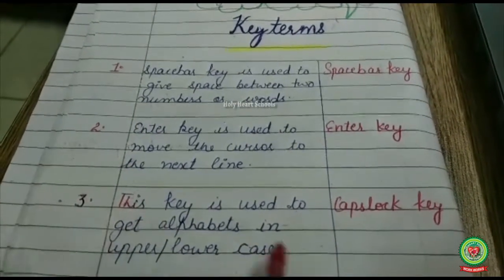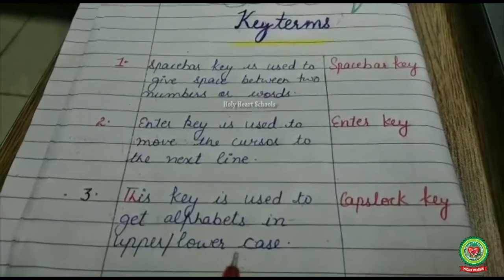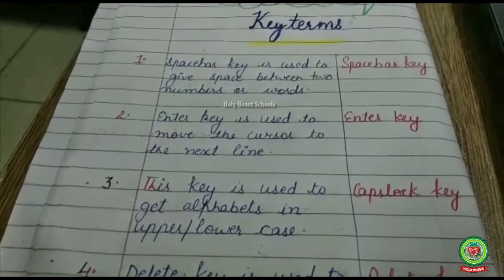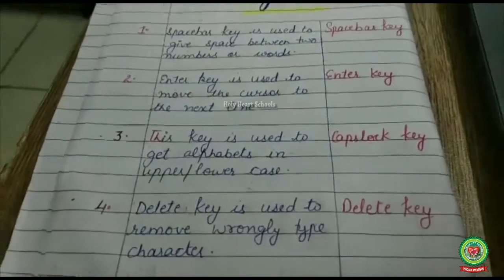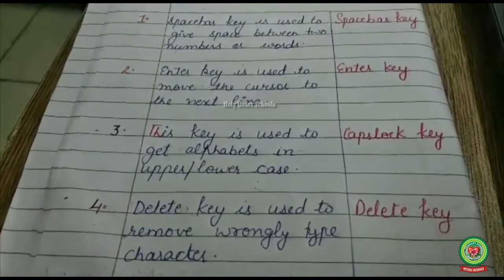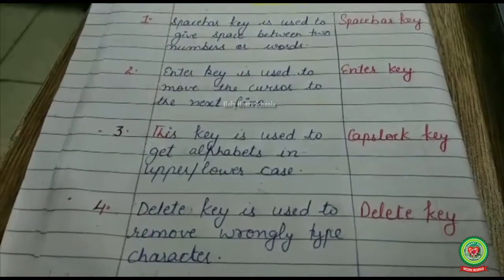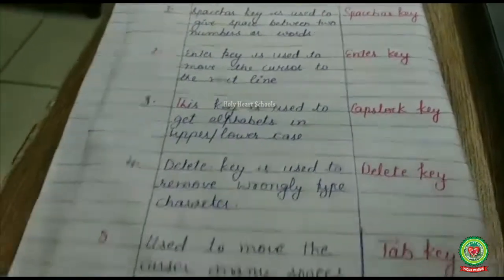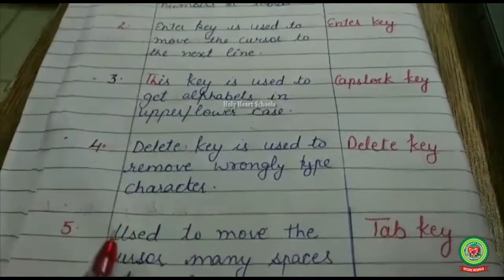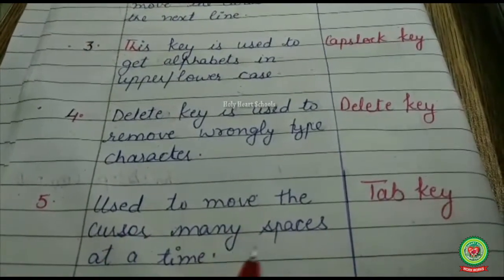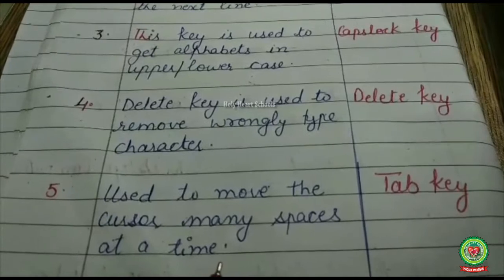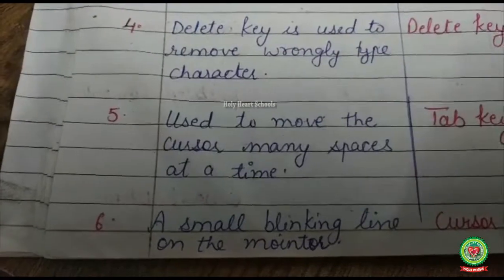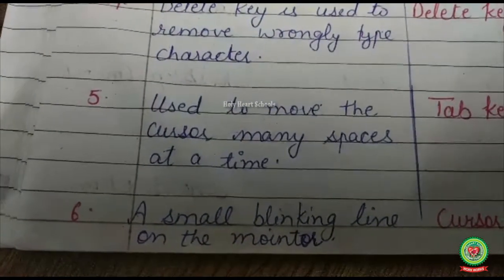Number three, caps lock key. This key is used to get alphabets in upper or lowercase. This key is used to make your letters capital or lower. Next is the delete key. If you've done something wrong, which key will we use? We will use the delete key. The delete key is used to remove wrongly typed characters. Next is the tab key. The tab key is used to move the cursor many spaces at a time. Sometimes you want to give more space, then I will use tab.